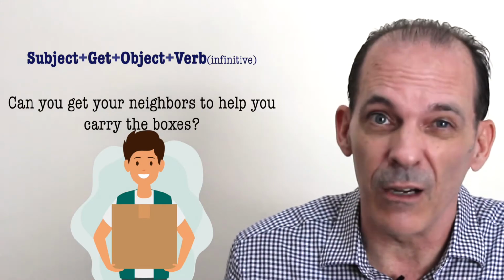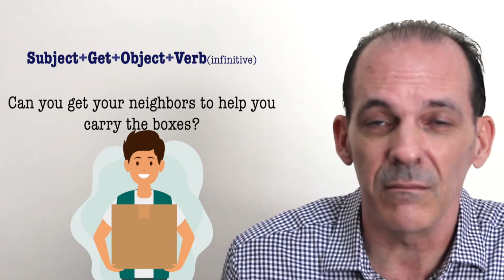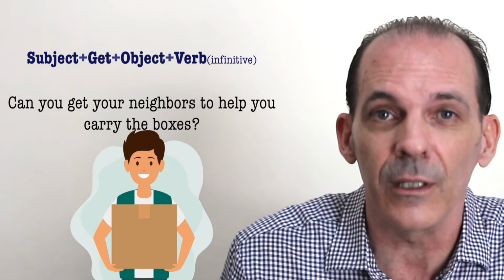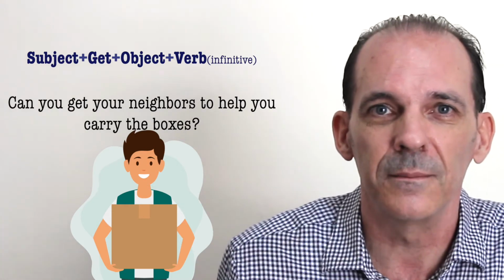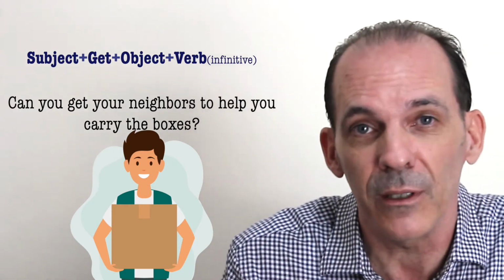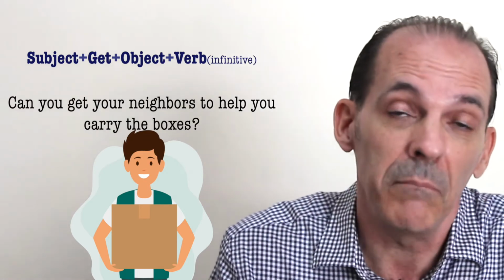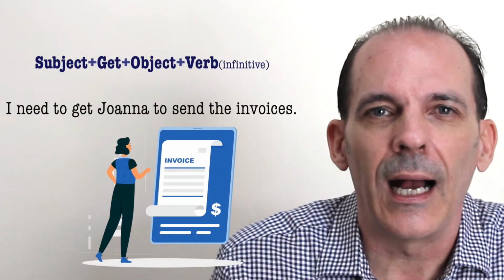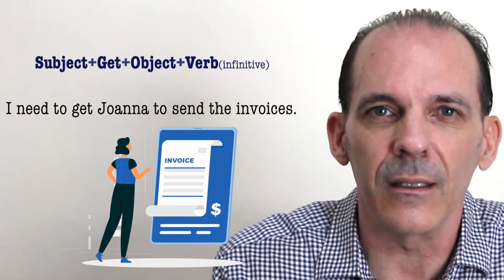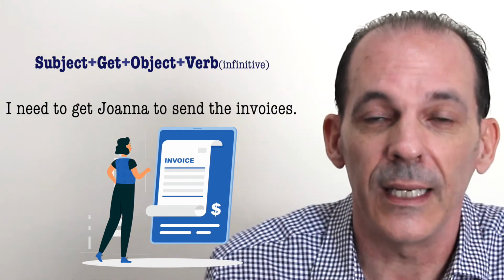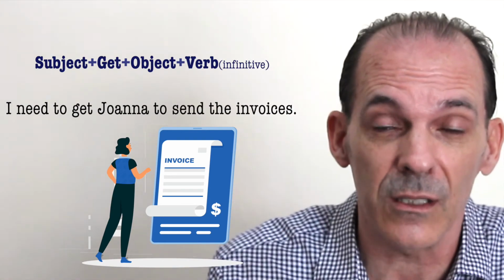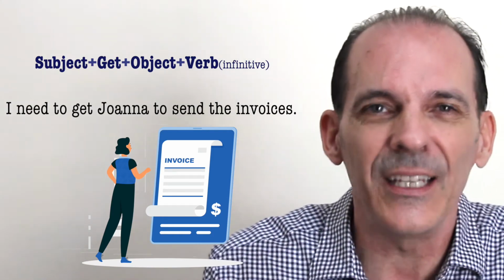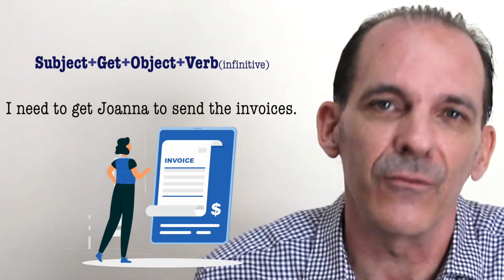Here's a question. Can you get your neighbors to help you carry the boxes? Well, you have a lot of boxes. Maybe you can get your neighbor to help you carry the boxes. That would be a perfect example of trying to convince or persuade someone. Maybe in this case it's simply a favor. And here's the final one. I need to get Joanna to send the invoices. It's very important that the invoices get to the client today. I need to get Joanna to send the invoices.